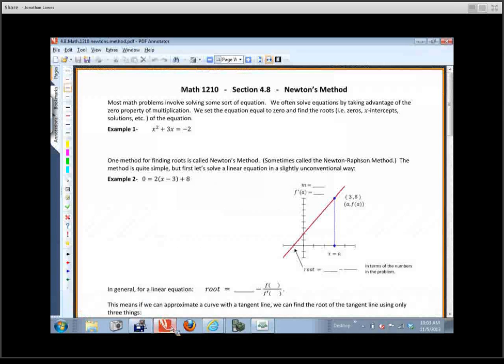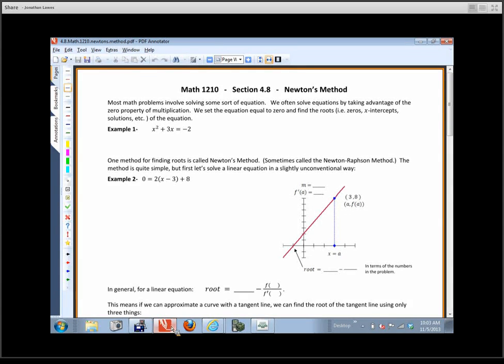So this section is on Newton's method, and you'll notice that the notes are relatively short, just the front and the back of one piece of paper. And what we're going to start off by doing is solving this equation right here.